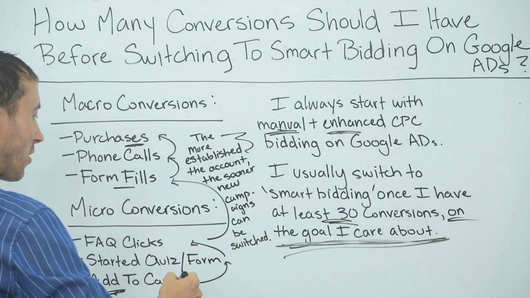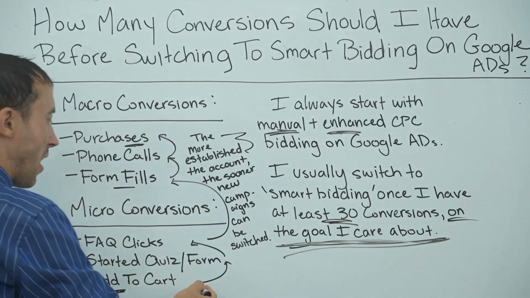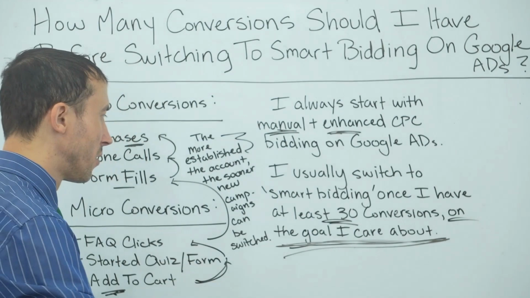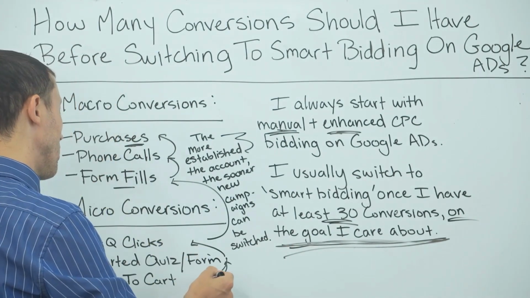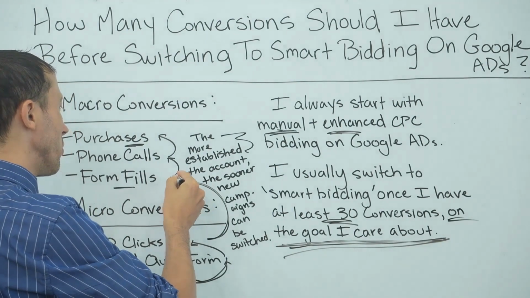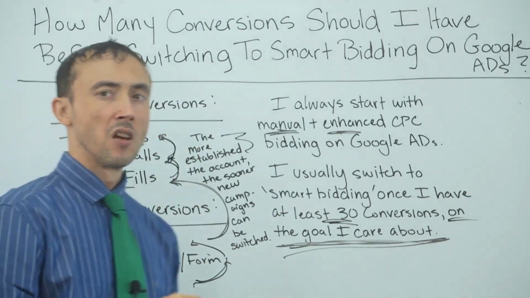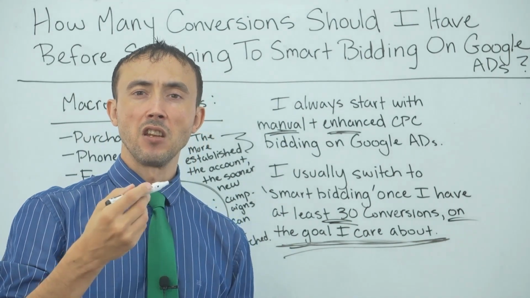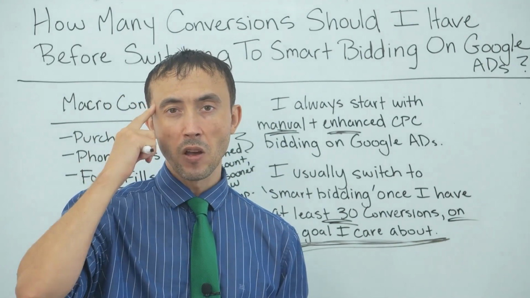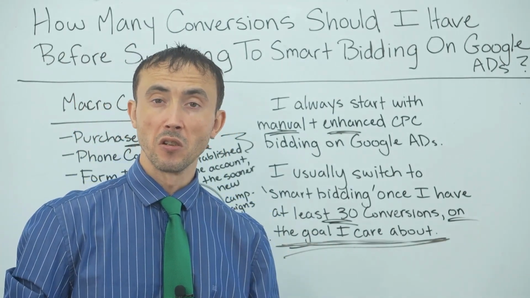Going quickly back to what I was talking about before, you should set up a variety of goals, and you should switch to stuff that's easier to rack up conversions on quickly so you can get to smart bidding right away. Add to cart, start quiz, FAQ button clicks, then switch to form fills or phone calls, and then eventually switch to purchases, because you're going to get to your end destination of making millions of dollars with your account sooner that way. You're going to give the algorithm more data sooner that it can really use to help you get the results that you're looking for.